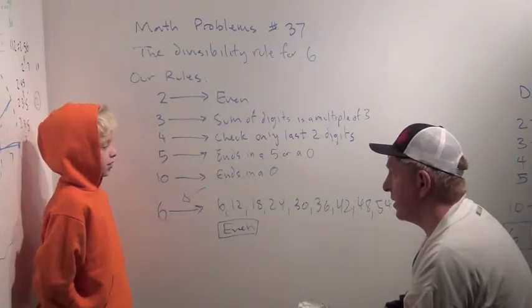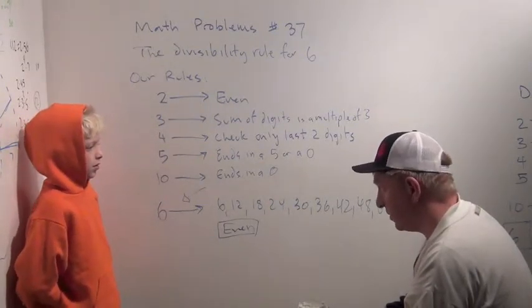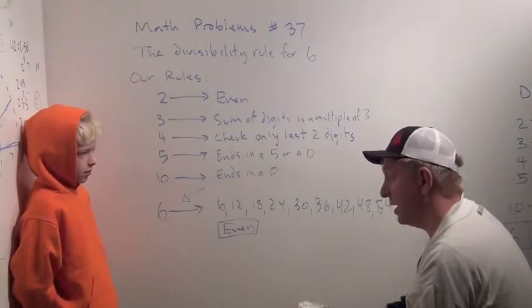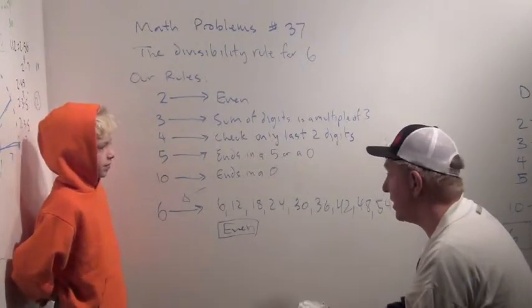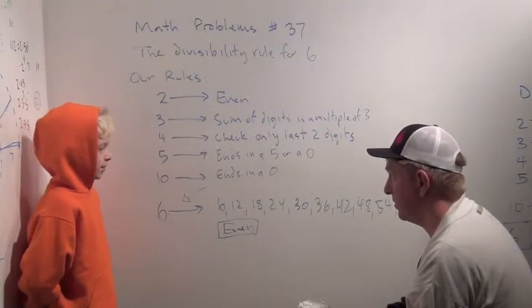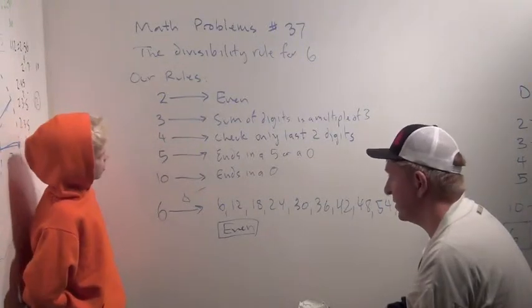But it turns out that's not a good enough rule for divisibility by 6 because there are even numbers that are not divisible by 6. So we've got to find something else that's the same about these numbers.